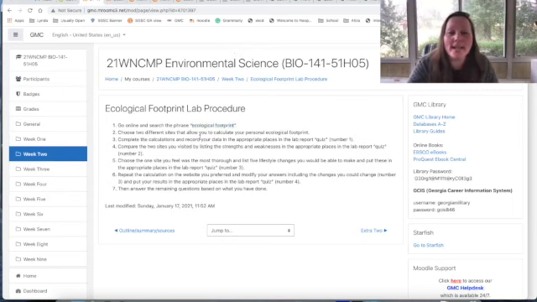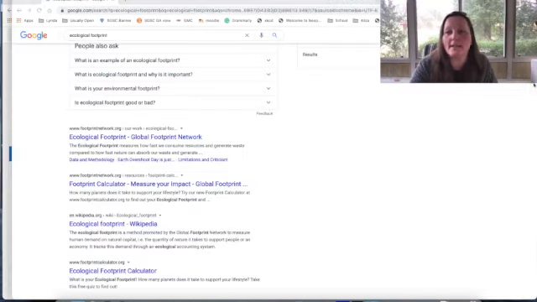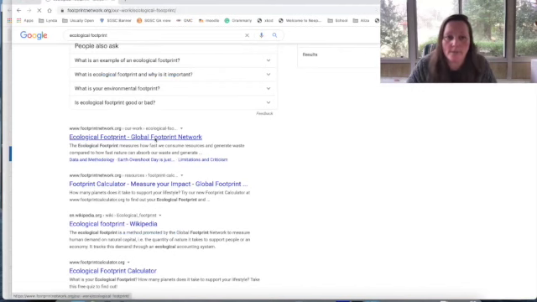Choose 2 different sites that allow you to calculate your personal ecological footprint. So you're going to have to pick 2 sites. The rest of this is telling you you're going to have to actually completely do both of these sites and then answer questions about them. This is telling you which number they will be on the actual quiz, and then it asks you some basic things. So I am just going to pick this one because it's right here.